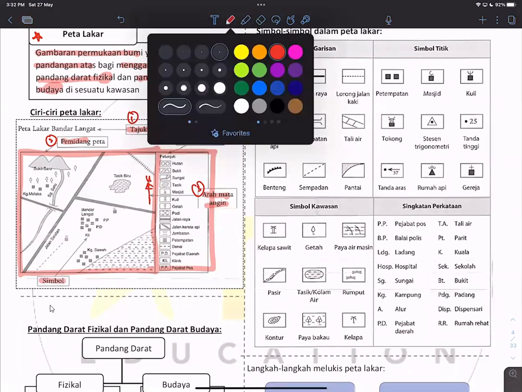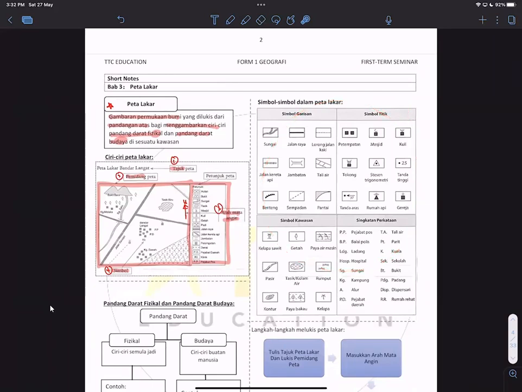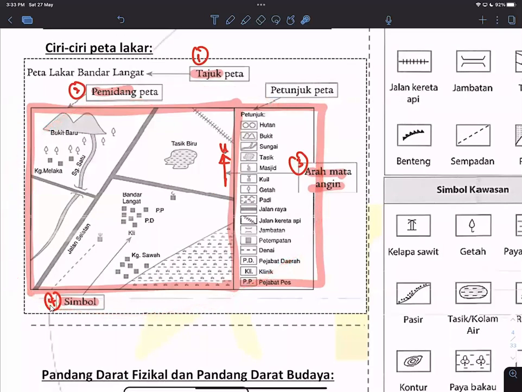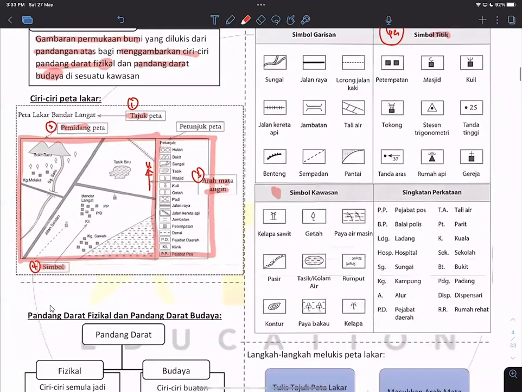The fourth ciri is symbol. Then we have empat symbol. You know how to differentiate them, right? First one, 4A, symbol titik. What is symbol titik? One symbol for one titik, which means one object. In this map, satu symbol for one rumah, satu symbol for one masjid, satu symbol for one kuil. This is symbol titik. Second is symbol kawasan, 4B. What is symbol kawasan, guys?